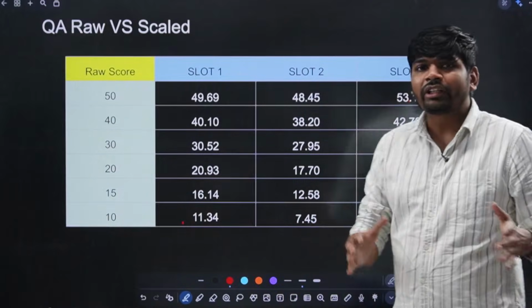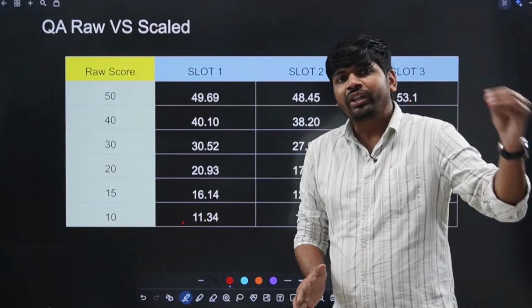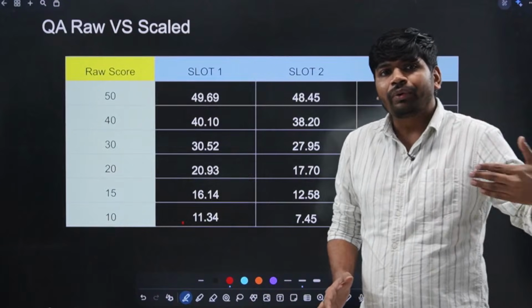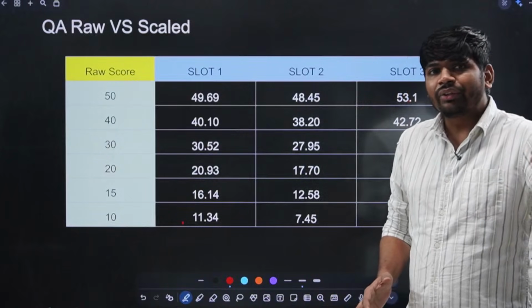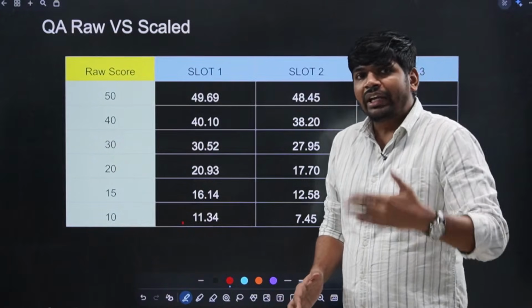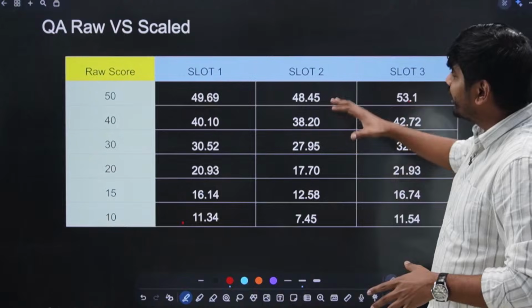If you are scoring 30 marks, 40 marks, a sudden jump of 3 marks can give you 5 percentile more, 10 percentile more. If you are expecting 40 percentile, this percentile can increase up to 50, and can reduce also, based on the scaling up and scaling down.